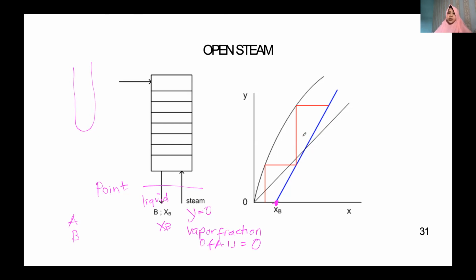Then over here is, for example, the intersection between the key line and the enriching section. From that point, draw the line to the XB point there, then you're going to get the stripping line. Up to here, any question?